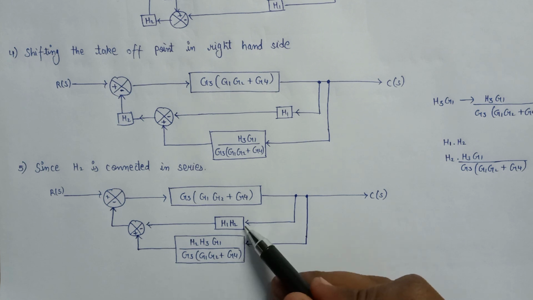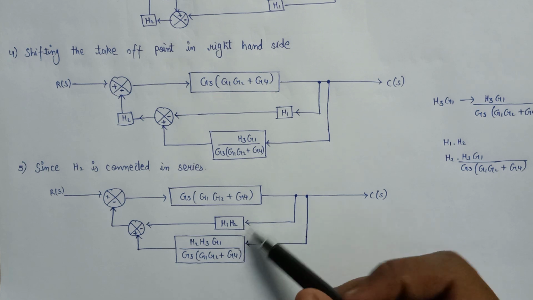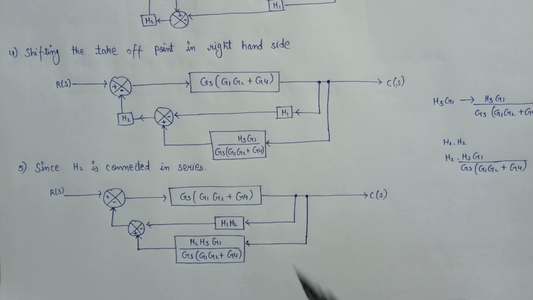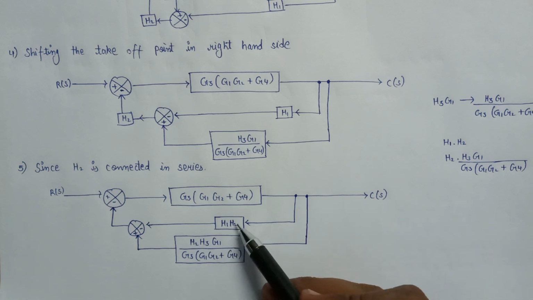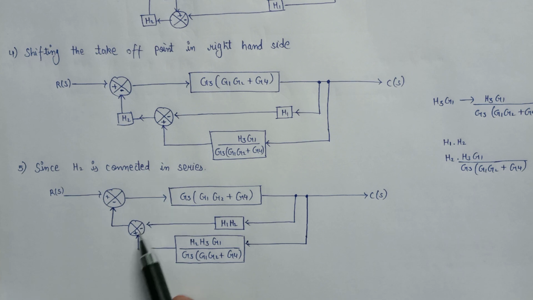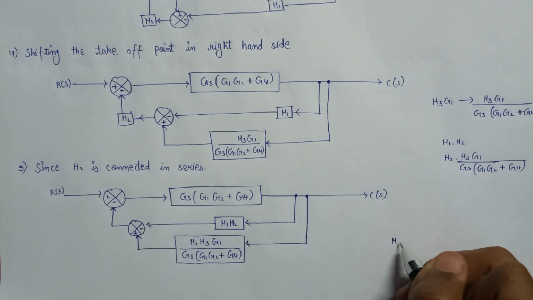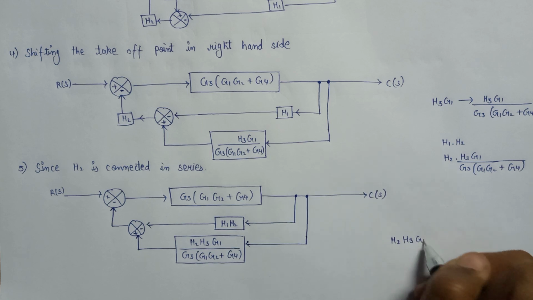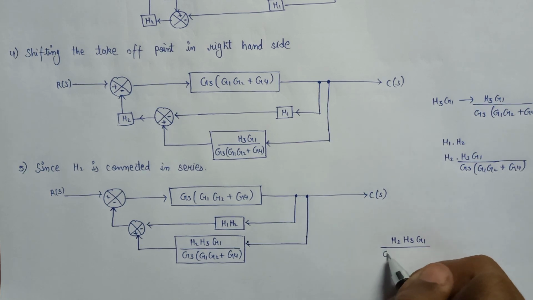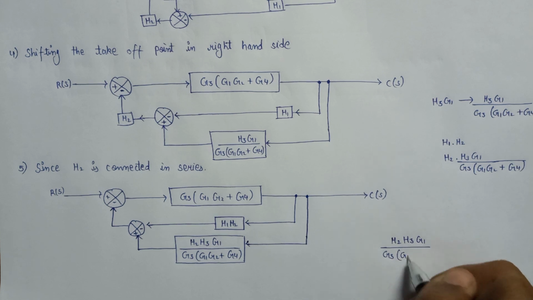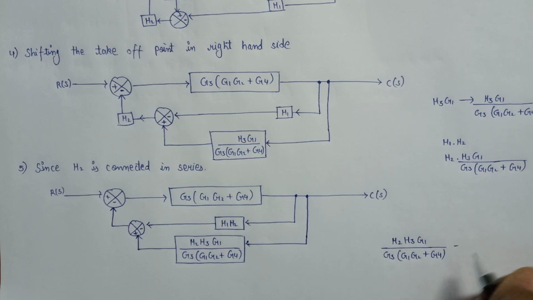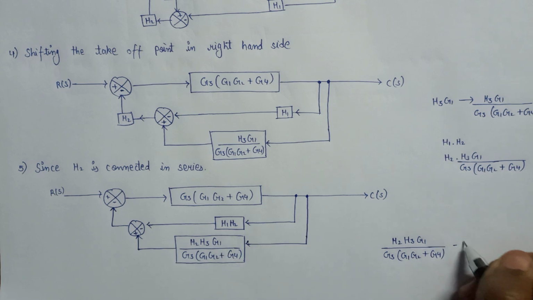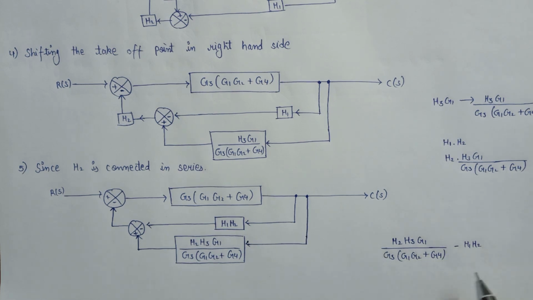So let's analyze what will be the new gain after solving these two blocks in parallel. The new gain will now become the difference because here is a negative symbol. So the new gain will become H2 H3 G1 over G3 (G1 G2 plus G4) minus, because it is connected with negative, that's why we write minus here, H1 H2. So this is the new gain after solving these two branches.